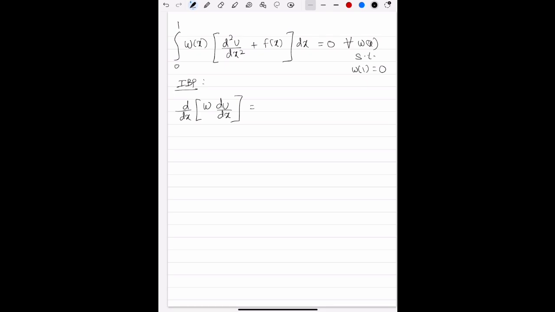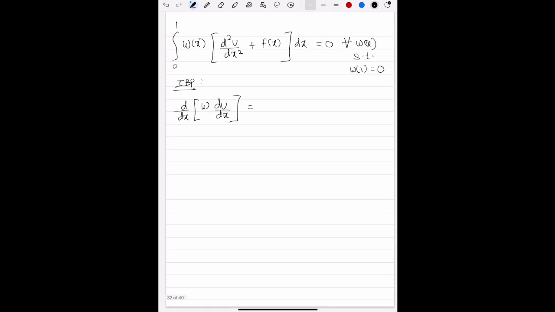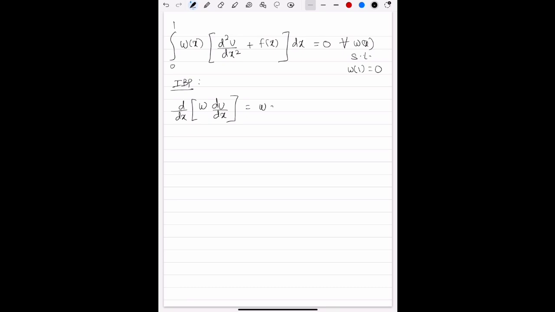So using the product rule, this can be expressed as w multiplied by d2u by dx square plus dw by dx multiplied by du by dx. Now this term over here is the same as this term over here, and that's the reason why I started with this particular expression. We now integrate this across the domain, and now this can be written as integral 0 to 1. Let's start by considering this term.